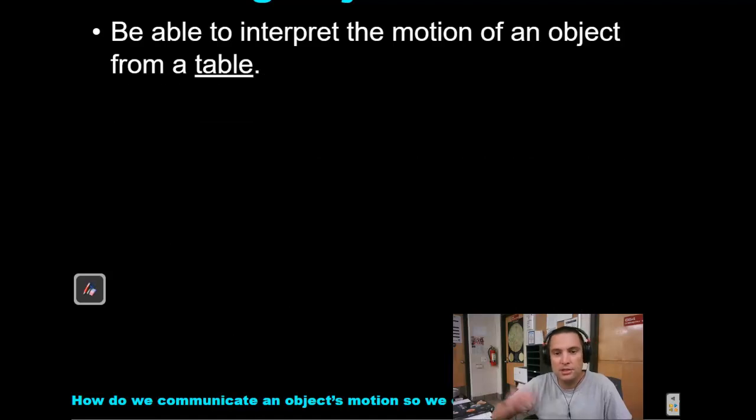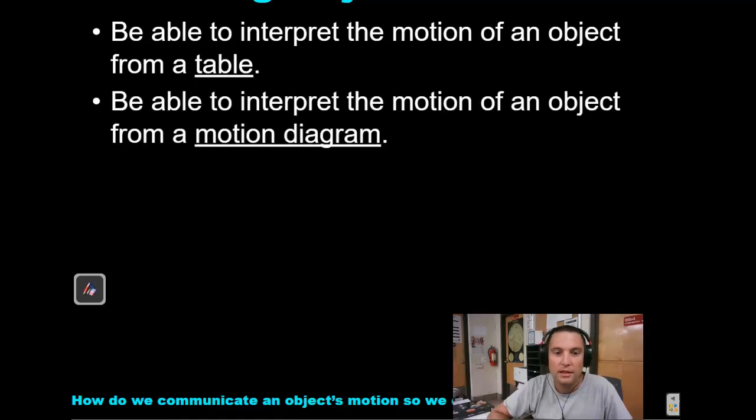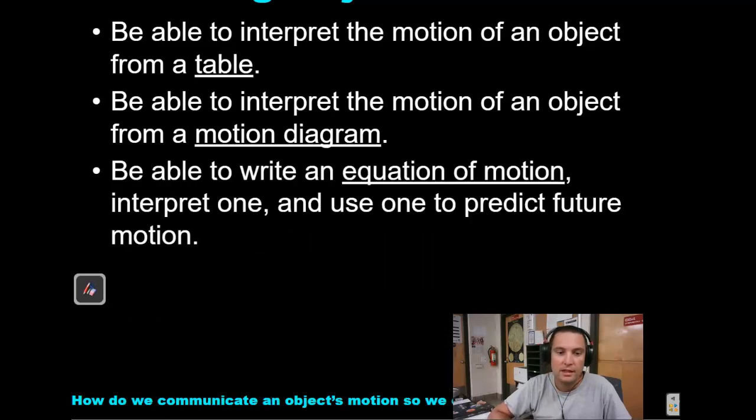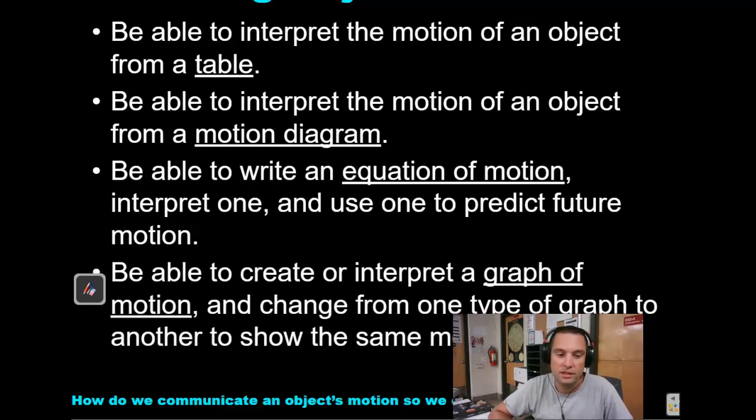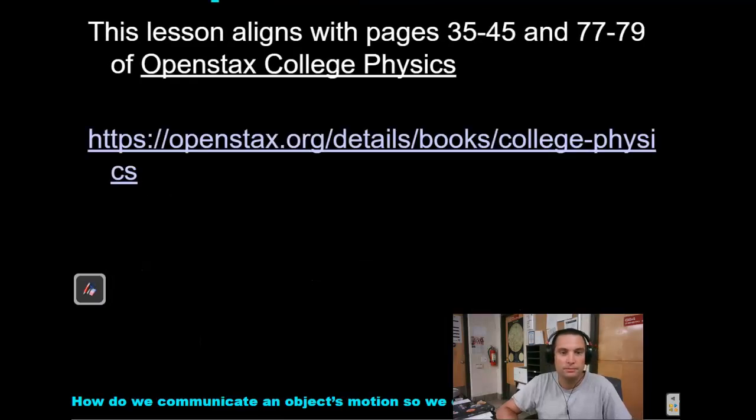So we're going to be able to interpret the motion of an object from a table, and then we're going to take that table and turn it into a motion diagram and interpret that. And we're going to be able to write an equation of motion, interpret one, and use one to predict the future. Then finally, we're going to be able to create or interpret a graph of motion, change it from one type of graph to another to show the same motion.